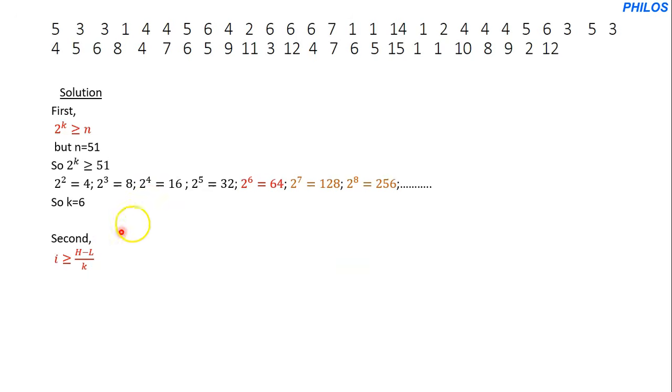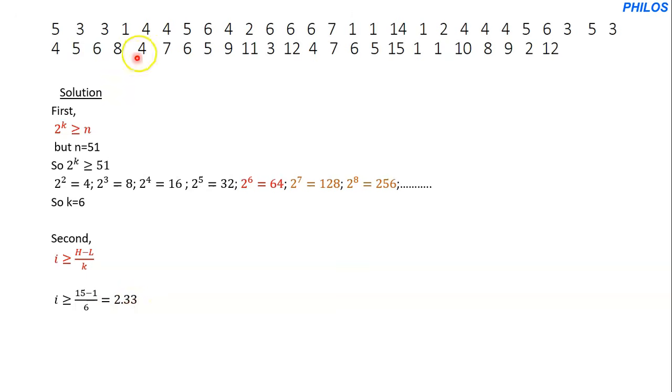And k, we've gotten our k to be 6. So when you substitute 15 for h, 1 for l, and 6 for k, 15 minus 1 divided by 6 should give you 2 whole number 1 over 3. And 2 whole number 1 over 3 is 2.33. But you should make the interval such that it is greater than what you get, 2.33.